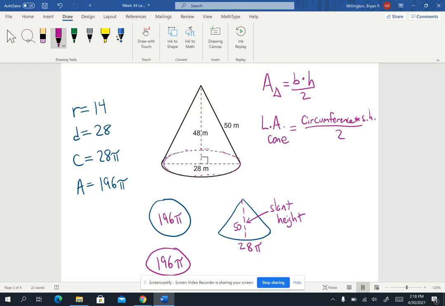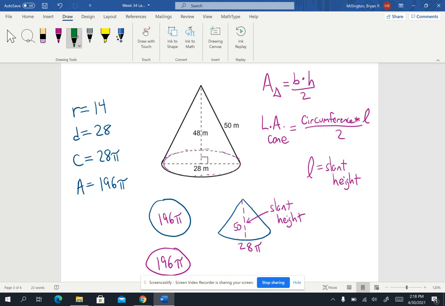I wrote SH there. I don't really love that. I'm going to use what textbooks and the internet use, which is a lowercase l, kind of like in cursive. So that little l means slant height. You'll see a formula online as well, but Ms. Rose and I tend to avoid it, because if you just think of this like a triangle, you don't need to memorize a new formula. It's just base times height divided by 2. So in this case, circumference times slant height divided by 2.